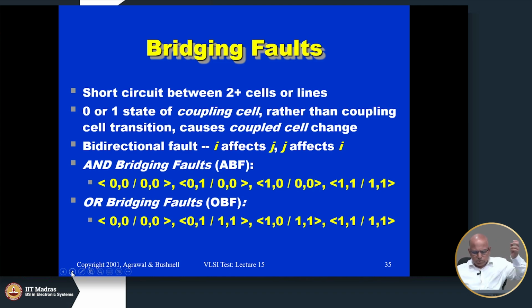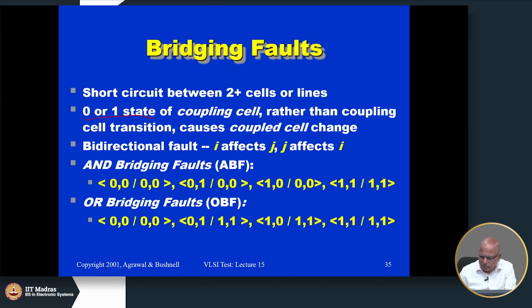It will not be possible to distinguish between some of these faults. Okay. See, a transition in I may also affect what is stored in J. Okay. So, what he is saying is the value in the cell is causing the problem, it is not a transition.